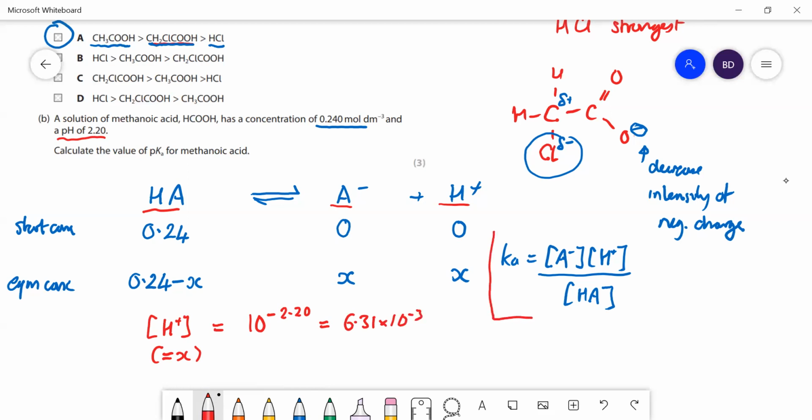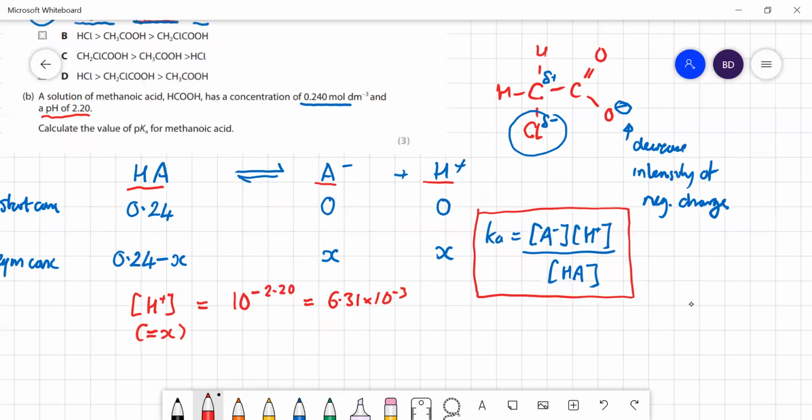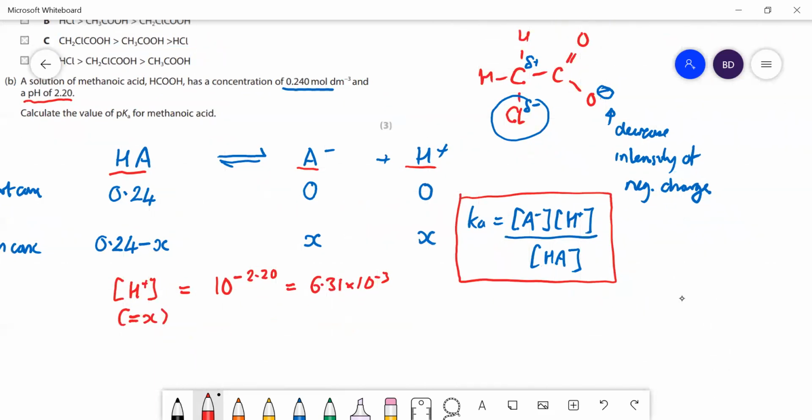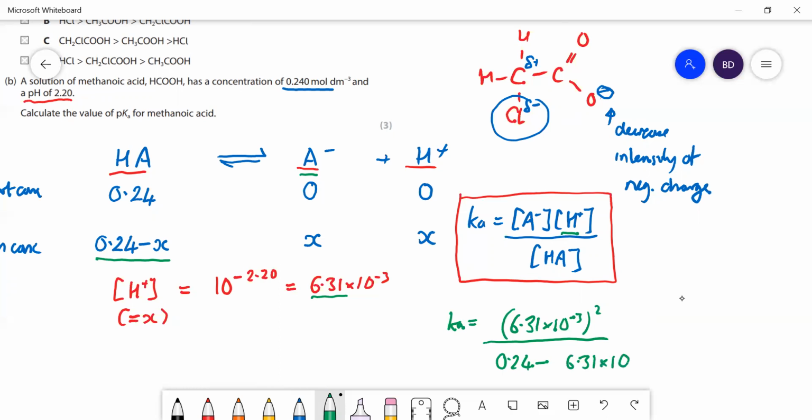Right, now we're going to put the numbers into this equation to find out Ka. Ka is equal to the concentration of A minus, which is the same as the hydrogen ion concentration, so that's 6.31 times 10 to the minus 3. The hydrogen ion concentration is the same, so that's that squared. The concentration of HA is 0.24 minus X, so that's 0.24 minus 6.31 times 10 to the minus 3.